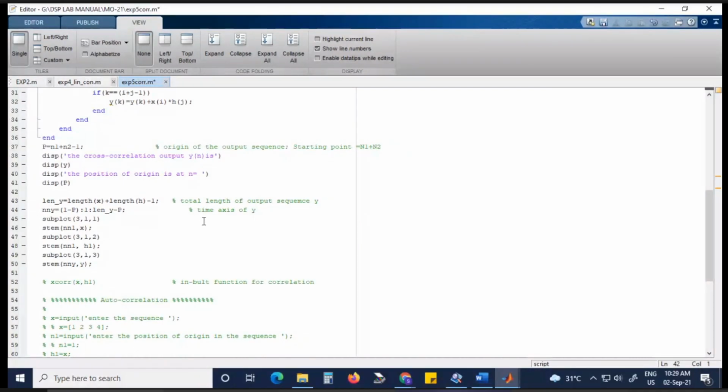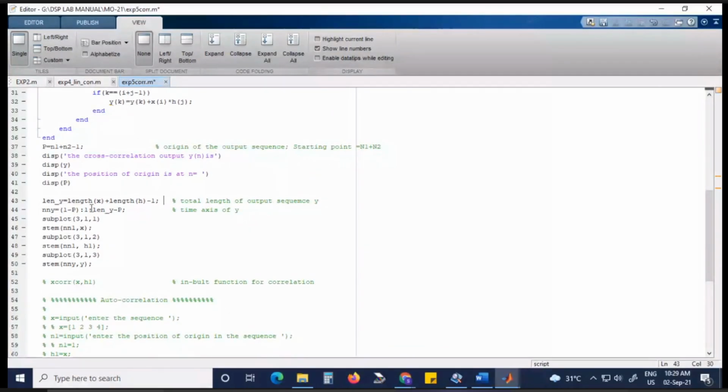Next step is to write the time axis of the output. How will you get the time axis of the output? That is also one important thing. You know only the position of the origin in the time axis. Once you know the length of the sequence, the total length of the output sequence is length of x plus length of h minus 1.